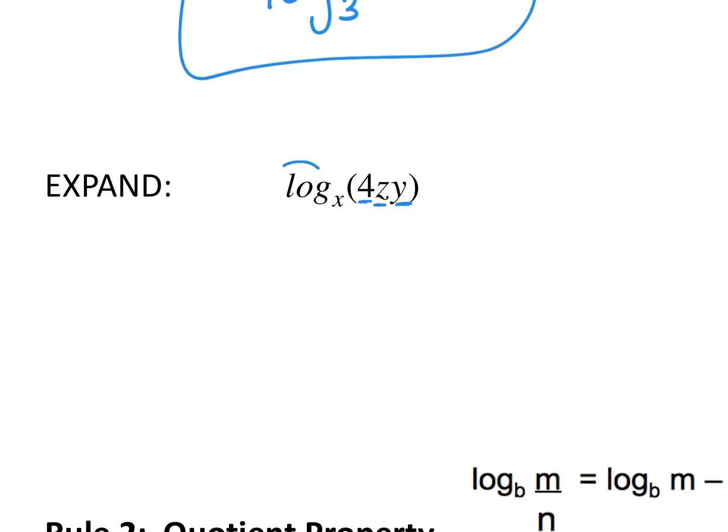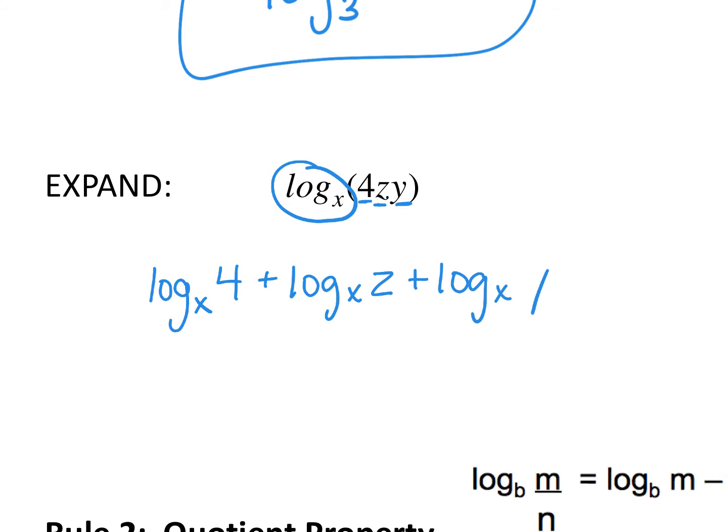Addition. So I'm keeping the word log and keeping the same base for all of them. So log base x of 4 is the first one, plus log base x of z plus log base x of y. See what I did there? Yep. I had 4 things being multiplied, and I broke them each apart with addition.